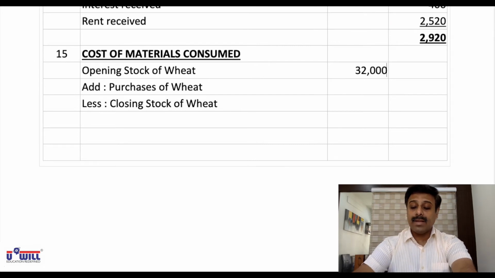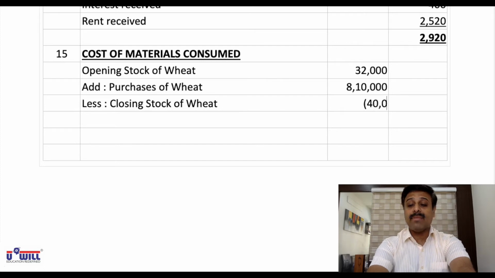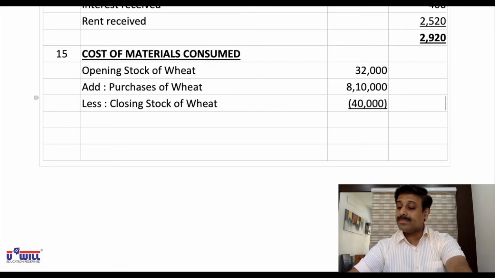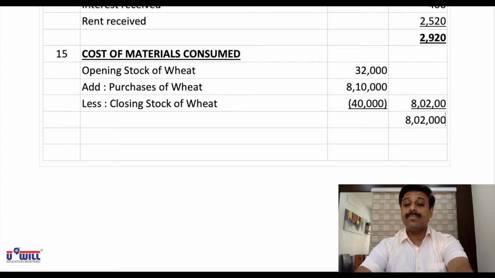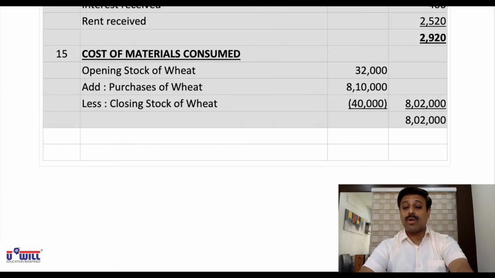32,000, 8,10,000, and 40,000 we will write in bracket because we have subtracted. So do it, 32,000 plus 8,10,000 minus 40,000, 8,02,000, and that itself will become the total. Okay, so consumption of raw material of wheat here comes to 8,02,000, right?